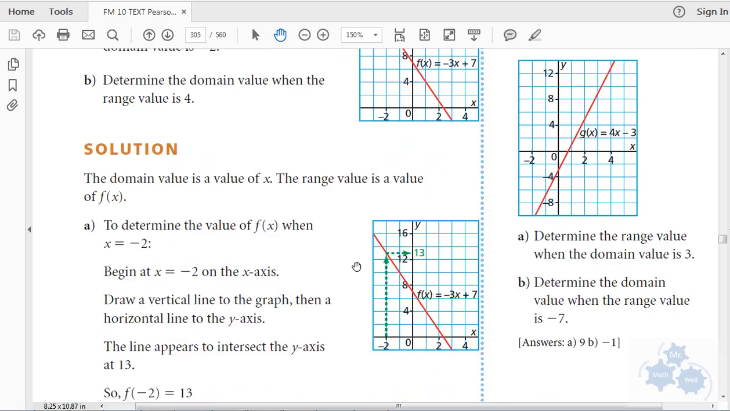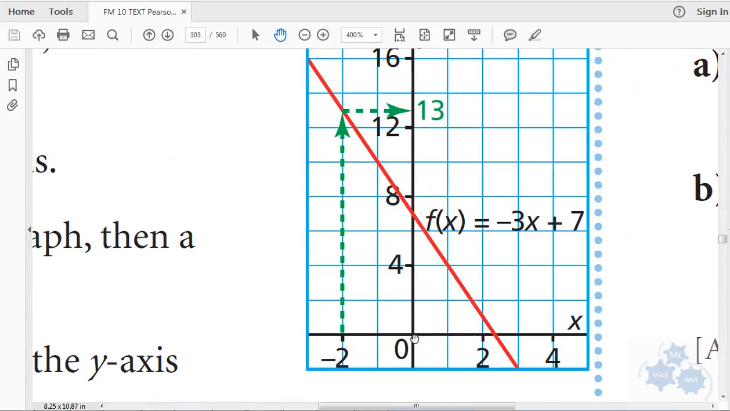Okay. Here's another question for you. What is the range value associated with the domain value of 0? So if x is 0, what is y, or f of x? What is it? 7. Why? Because negative 3 times 0 is 0, plus 7 is 7. 0, 7. See that? 0, 7.